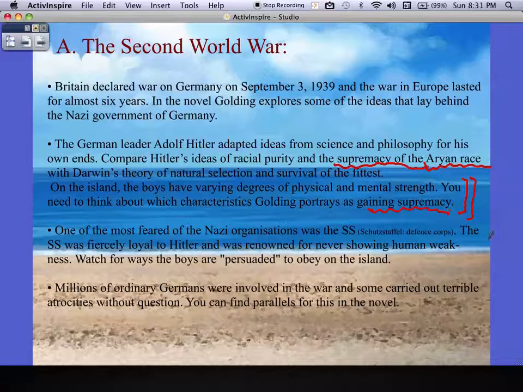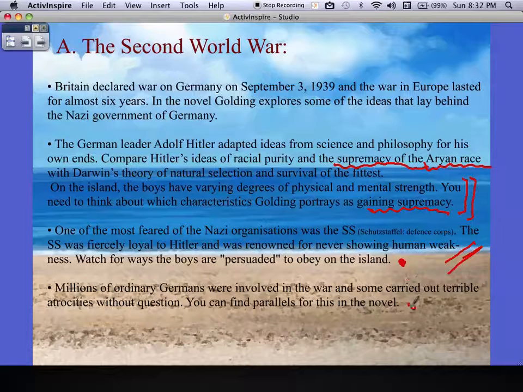Something else that just was coming out to people outside of Germany, of the conquered countries, was the presence of the SS. This was a group that was elite. It was fiercely loyal to Hitler, and they would do anything for him. They were famous for never showing human weakness. Watch how the boys fall into groups, and watch how they are persuaded to obey on the island.